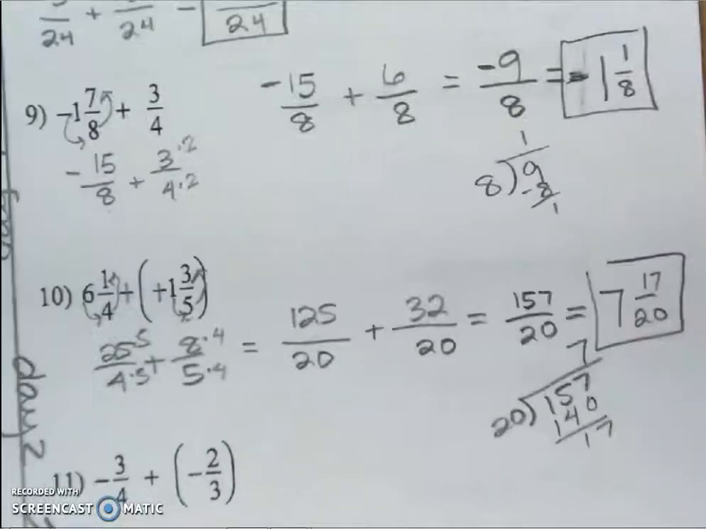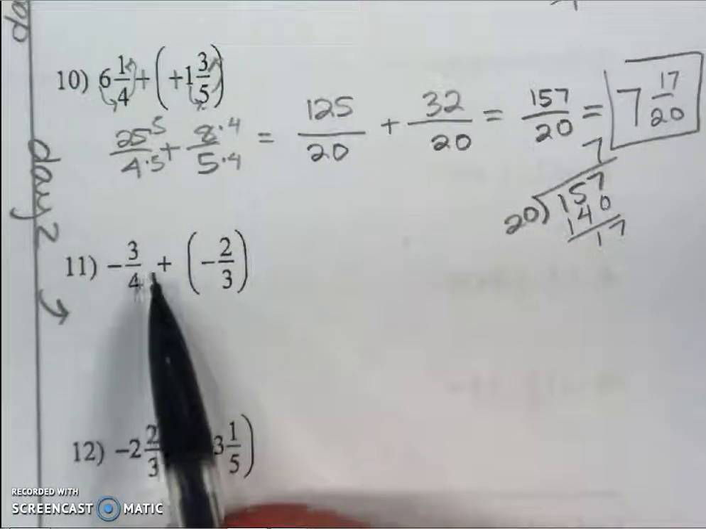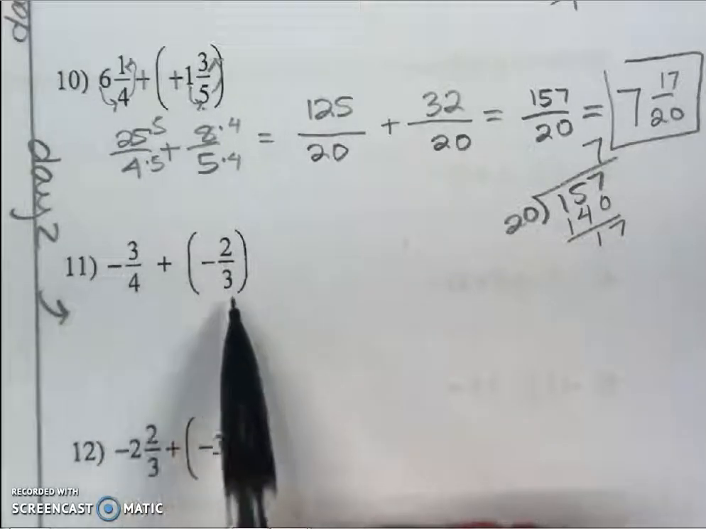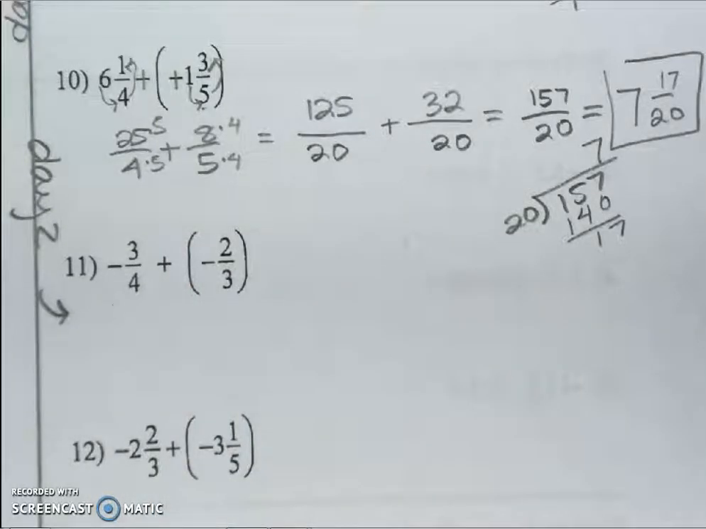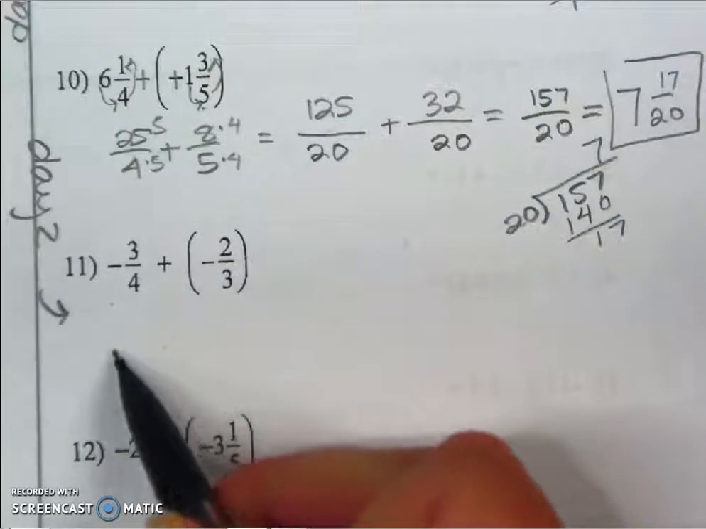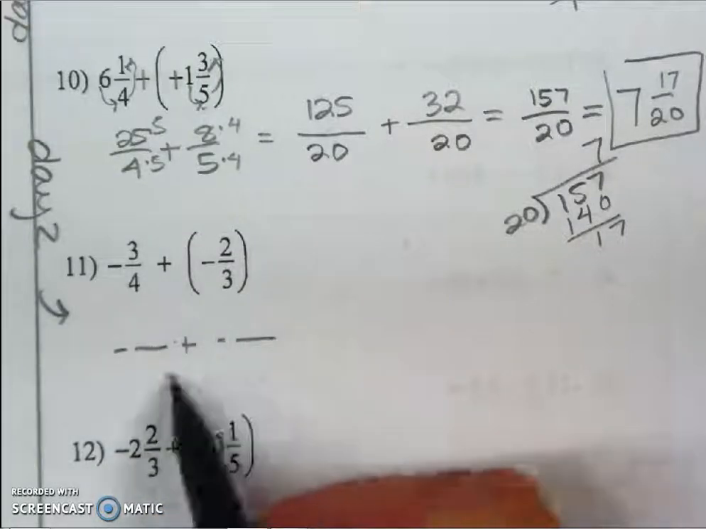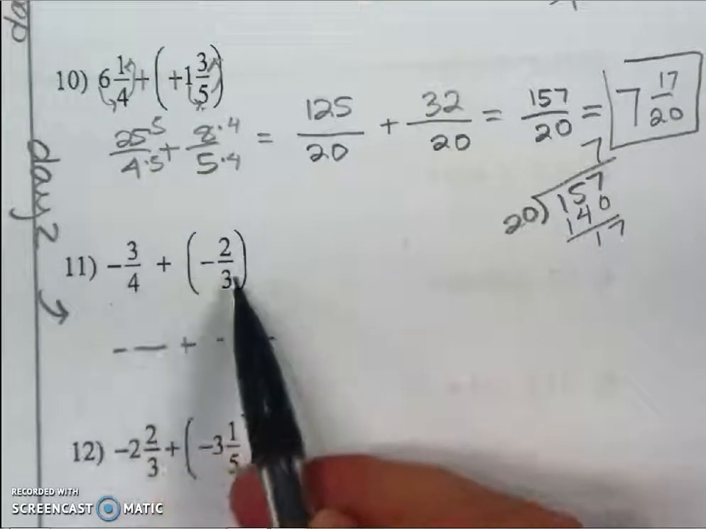Number 11. No mixed numbers in this one, but I do see negatives. A negative plus a negative. So these are both negatives. I don't have more of one than the other because they're the same sign. So I'm going to end up adding them together just like it says. We do need to make some common denominators though. So negative something plus negative something else. All right, so let's see. Between 4 and 3, 4 times 2 is 8, can't get there.